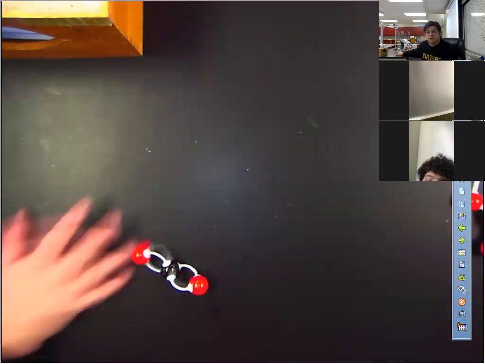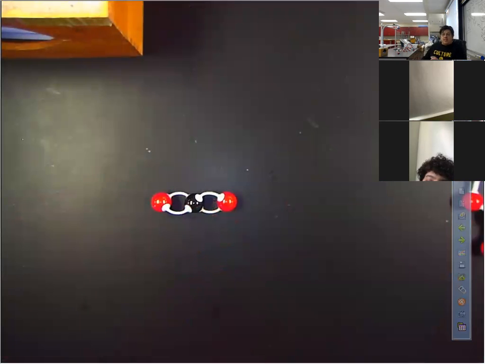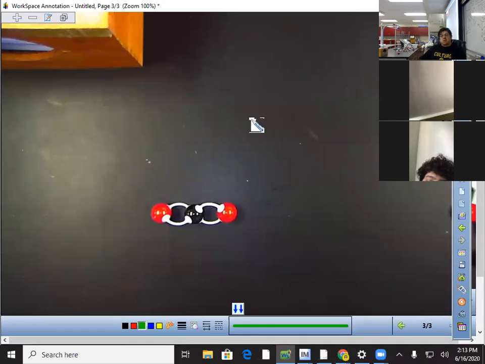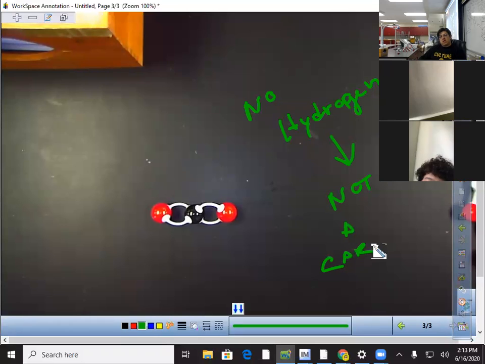Carbohydrate, yes or no, Miguel? No. Why not? It doesn't have hydrogen. It's not in a ring shape. Good, so no hydrogen, which means not a carb. Very good. Excellent. And then obviously no ring. But what is the name of this molecule, Miguel? Carbon dioxide. Very good. Carbon dioxide. It's not a carbohydrate.